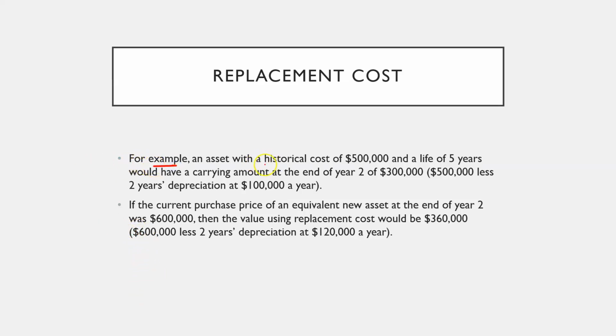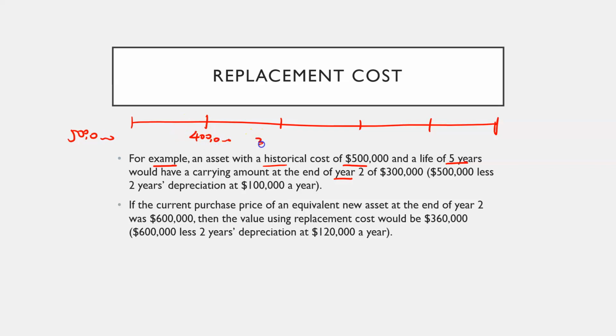For example, an asset with a historical cost of 500,000 and a life of 5 years would have a carrying amount at the end of year 2 of 300,000. So we have here 1, 2, 3, 4. Each year from 500,000 you're dropping by 100,000, and then you have 0 over here. So the carrying amount after year 2 will be 300,000, after 2 years of depreciation.